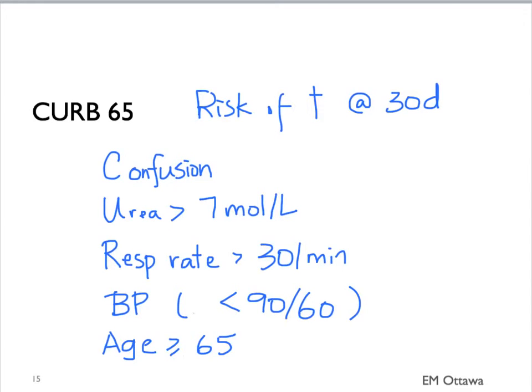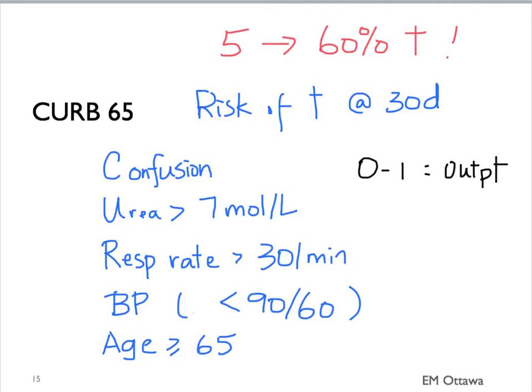The higher the number of points, the higher the risk of mortality at 30 days. Patients with a score of 5 have an almost 60% chance of death at 30 days. For patients with a score of 0 to 1, they're usually treated as an outpatient. A patient with a score of 4 to 5 needs hospitalization. They might need the ICU. For those with a score of 2 to 3, they can consider a very short stay in the hospital unless they have very close follow-up as an outpatient.